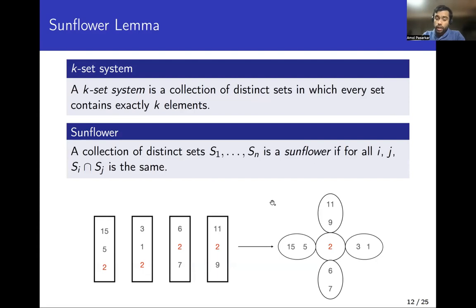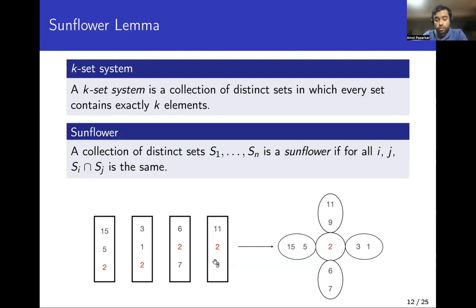So another related result from extremal combinatorics is the sunflower lemma. To introduce this result, we should first look at some notation. We call a k-set system a collection of sets, all of which contain k elements. And in the figure on this slide, the rectangles here describe sets of size 3. So we can refer to them as a 3-set system.